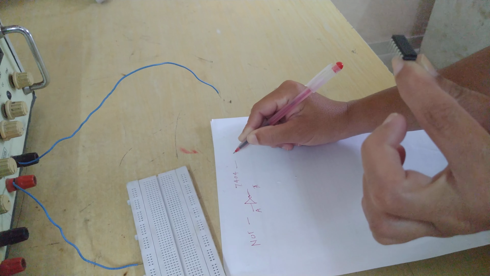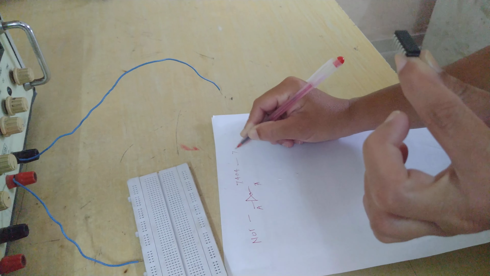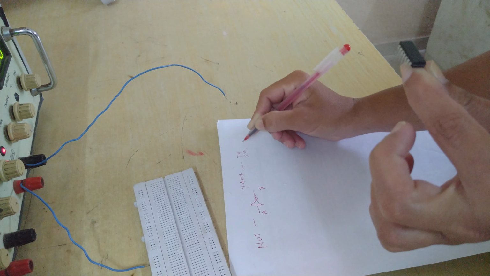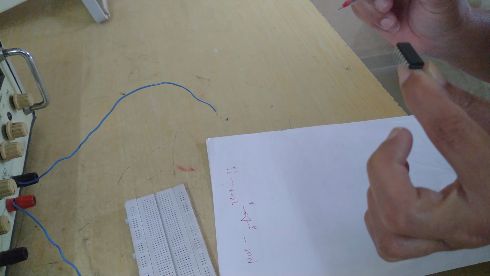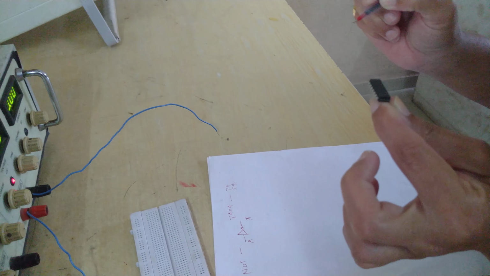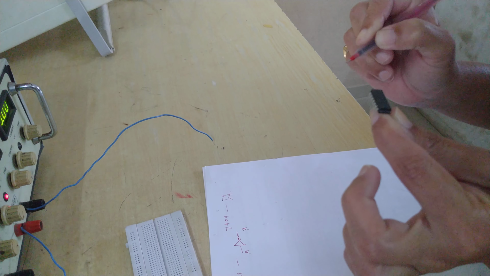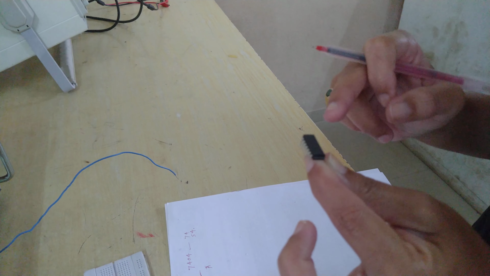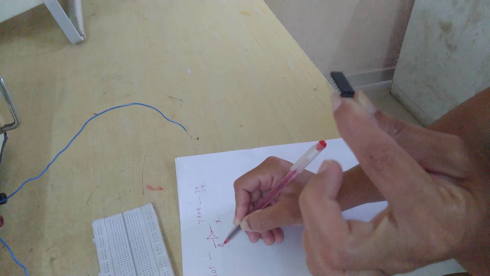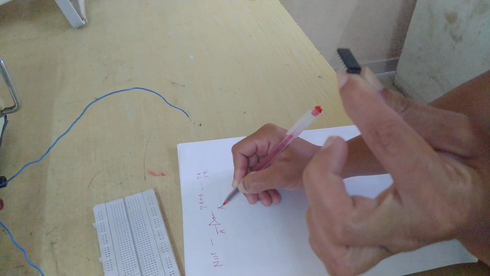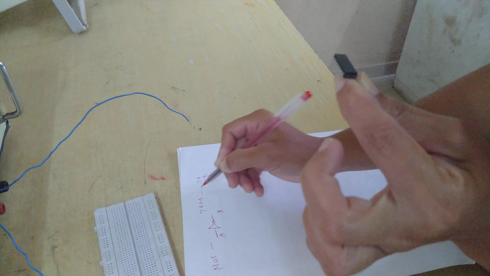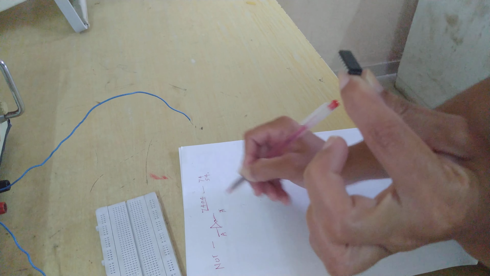TTL ICs start from the 74 or 54 range, and CMOS ICs start from the 40 range. The 74 series and 54 series ICs are TTL ICs. For a TTL, transistor logic IC, a plus 5 volt supply is required. For the NOT gate IC, there is one input and one output, and the IC used is 7404.